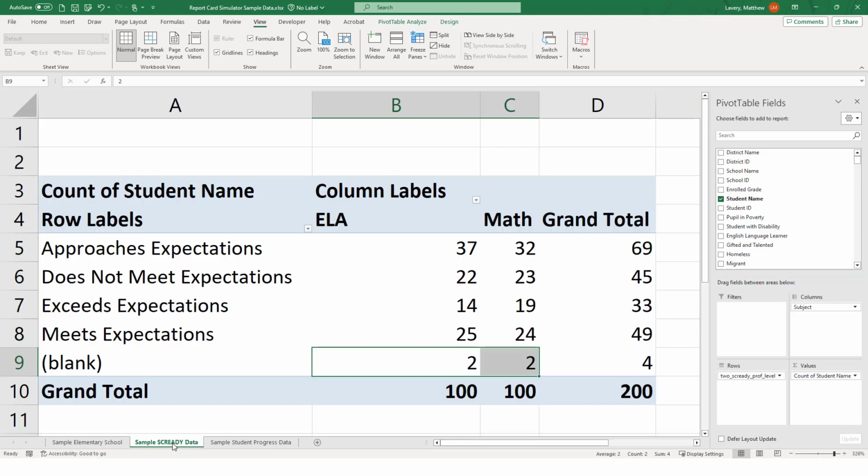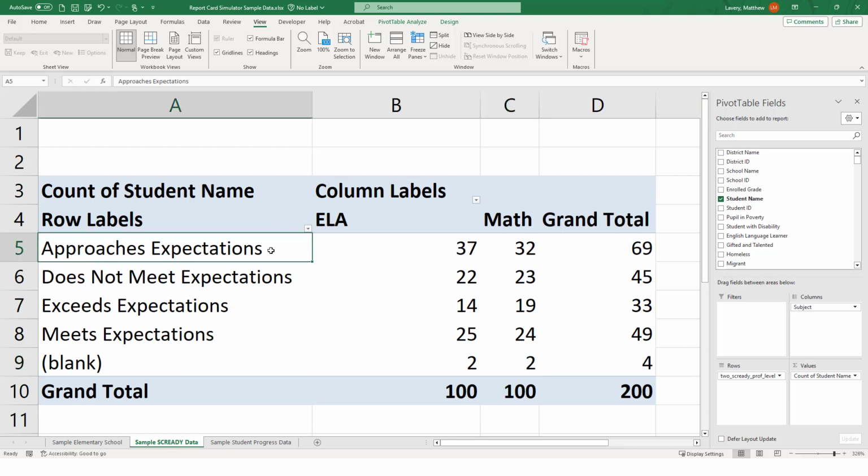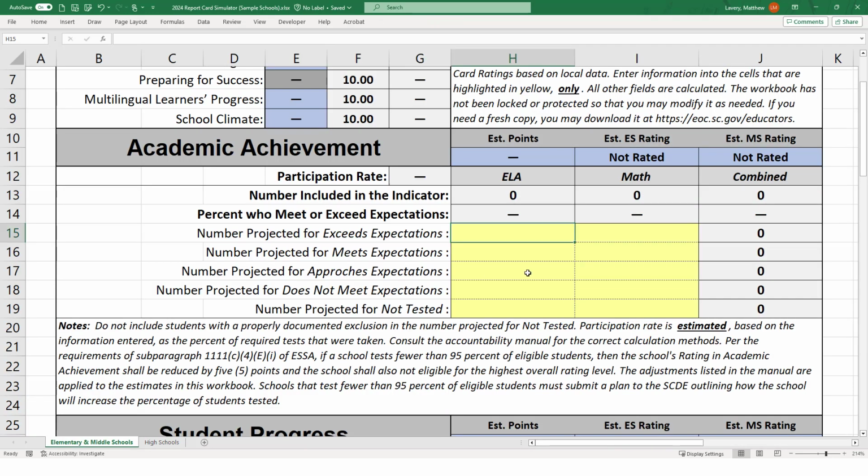I've gone ahead and summarized that data for SC Ready achievement so that I can enter it. Note that in my pivot table, this is alphabetical, not according to the order of the achievement levels. So approaches expectations is here, 37 and 32. When I go to the simulator, I'll put that in approaches, 37 and 32.